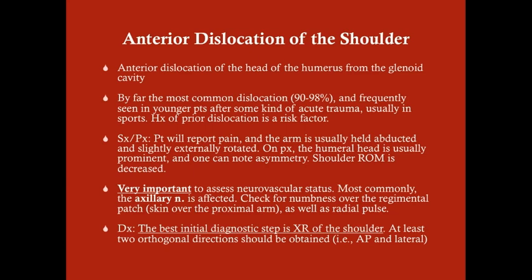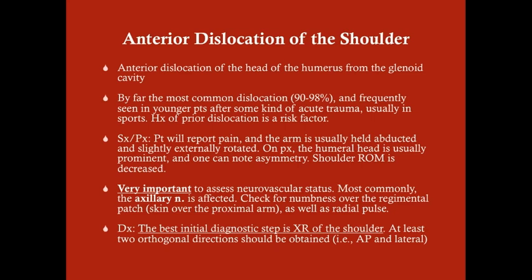So first, we're going to start out with two different dislocations of the shoulder. The first being by far the most common. This is the anterior dislocation of the shoulder, and any dislocation of the shoulder is going to be a dislocation of the humerus, the head of the humerus, from the glenoid cavity. And the glenoid cavity is the part of the scapula that receives the head of the humerus.